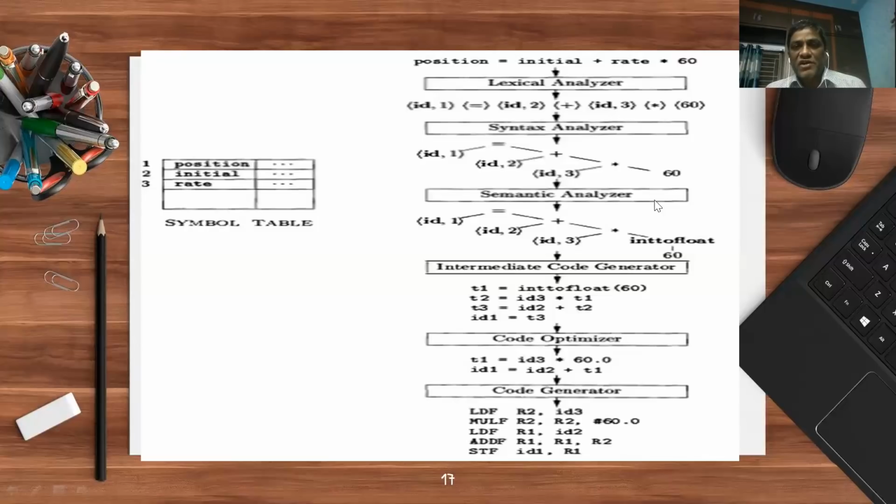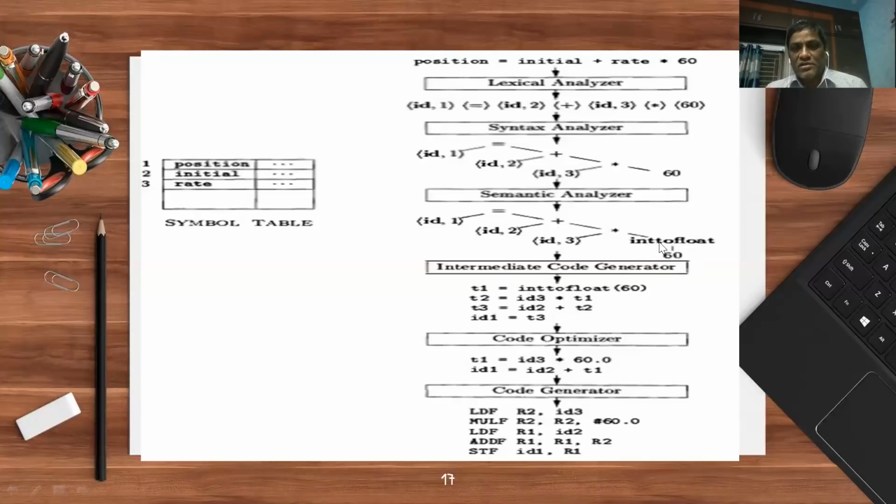The semantic analyzer identifies any type checking and converts that 60, because all the identifiers are assumed to be float values. Therefore, 60 will be converted into float. With this added meaning, the resultant tree will be sent to the intermediate code generator. In the intermediate code generator, it performs all those tasks and generates code. So the first operation performed is converting the 60 into float. So int to float of 60 is the first operation, and the corresponding result is stored in a temporary variable T1.